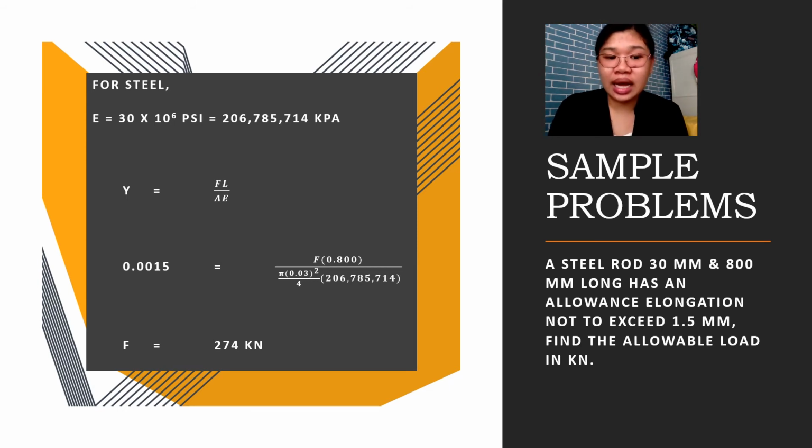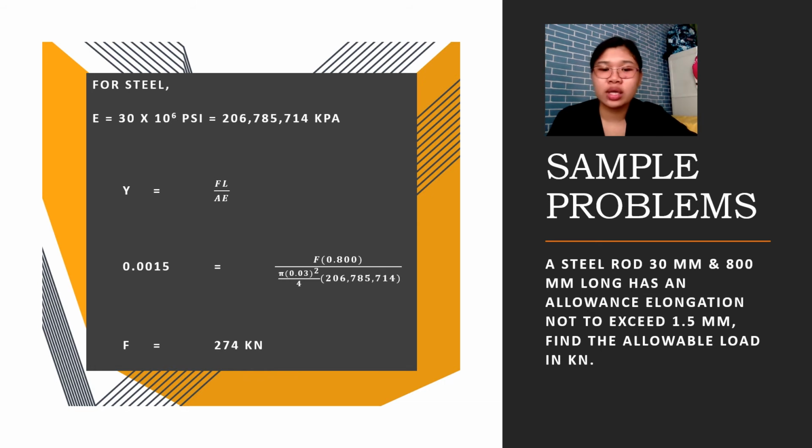So force, that is the question. And then length, we have here 800 mm. And kilopascal is kilonewton per meter squared, right? So I convert 800 mm to meters already. And for the area, we are talking about a rod, so this is a circular cross section. That's why our area is pi d squared over 4. 30 mm, that is the diameter. I converted it also into meters, so that is 0.03. And then E is equal to 206,785,714 kilopascal.